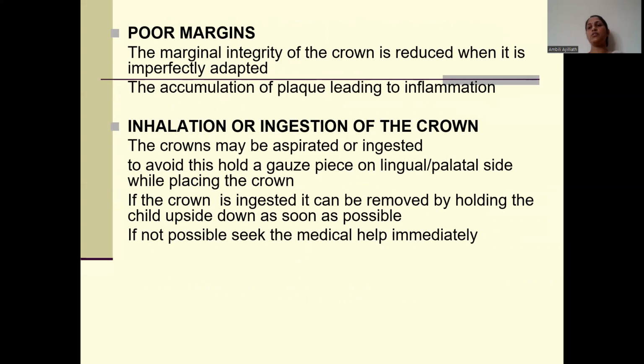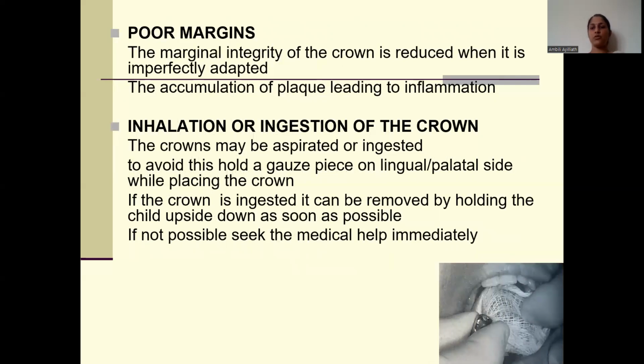Another complication during stainless steel crown fabrication is the inhalation or ingestion of the crown. So it's better we go for isolation techniques like rubber dam, or at least by using a throat shield, we can prevent the ingestion or inhalation. So this is a picture of a throat shield.